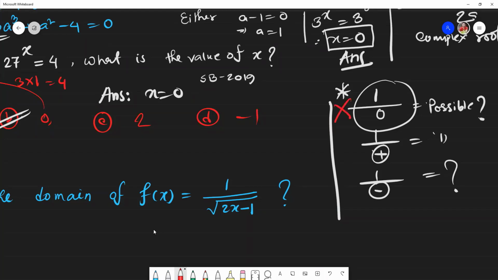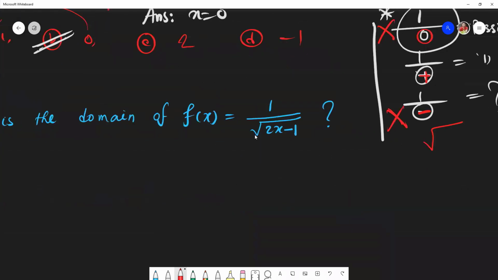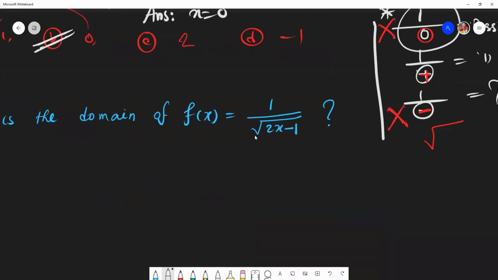This is not possible. That means the denominator part cannot be 0. But here in the denominator part, we see the square root. That means a negative number is also not acceptable inside the square root. Due to the fraction, 0 is not acceptable. Due to the square root, a negative number is not acceptable. So only a positive number inside the root is acceptable. So here we can now write the solution.